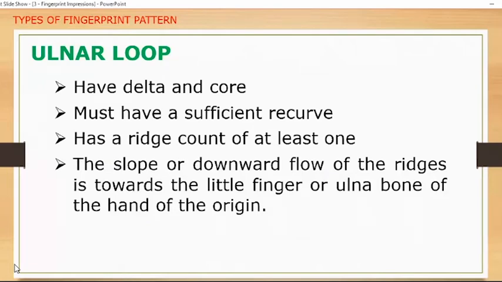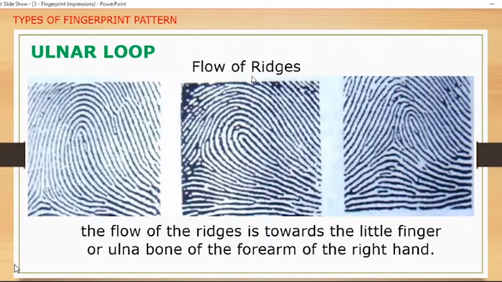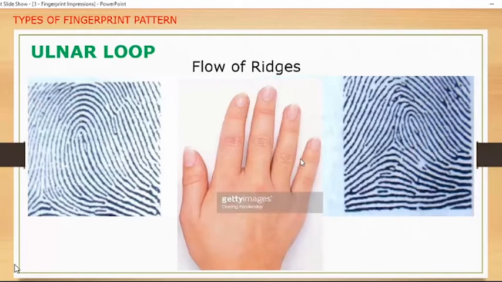Paano siya naging ulnar? Yan. The slope or the downward flow of the ridges is toward the little finger or the ulnar bone of the hand of origin. So, na-comply na natin yung requirements, the three essential elements. Bakit siya naging loop? Diba? The flow of the ridges. So, the flow of the ridges is towards the little finger. Yan. Ito yung little finger. Diba? Nasa yung ulnar bone. Ito yung ulnar bone. Yung sa little finger nyo, doon sa forearm, pag kinapa nyo, yan. Itong buto na ito, ito ang tinatawag na ulnar bone.